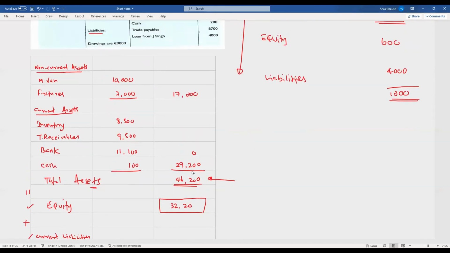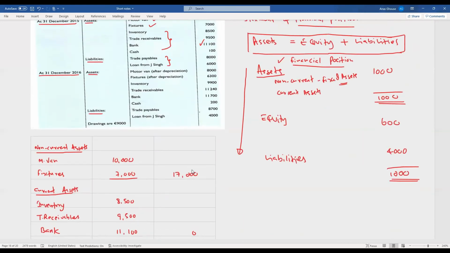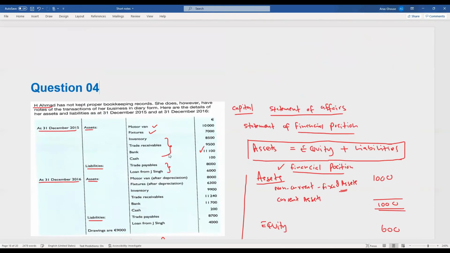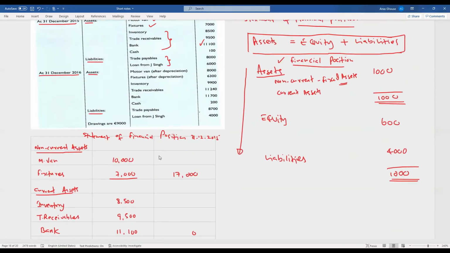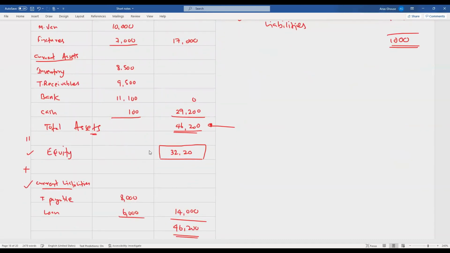Now we have identified the opening capital balance. This is the statement of financial position as at 31st December 2015. You have to mention the name of the owner, H. Ahmed. So: H. Ahmed, statement of financial position as at 31st December 2015. We have identified the equity balance.